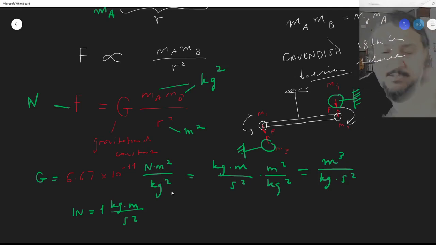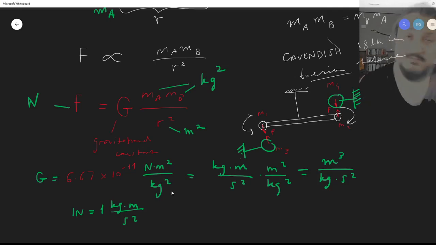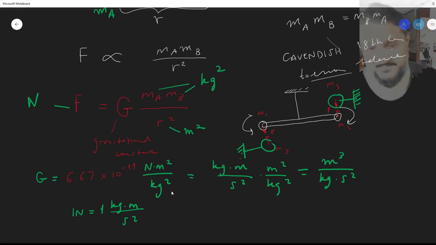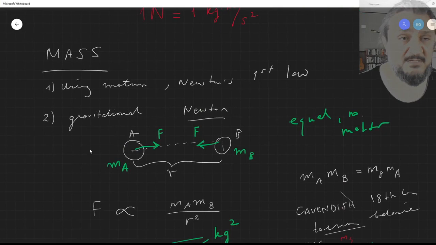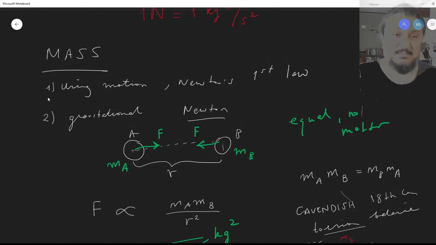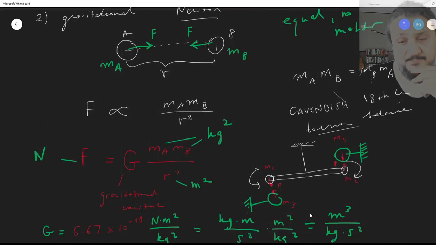All right, so that's Newtonian gravity. And in Newtonian gravity, you need mass. So that's one way of describing mass, right? I mean, everything is static here. There's no motion, really. This was the first way of talking about mass. A different aspect has to do with objects in motion, which will be explained by Newton's first law.